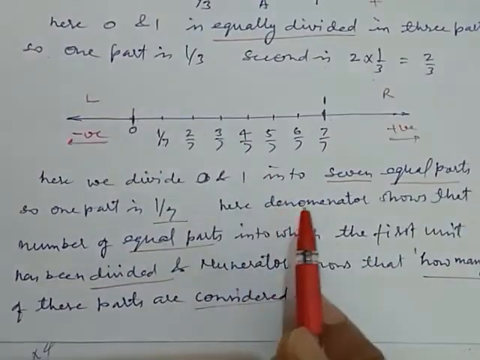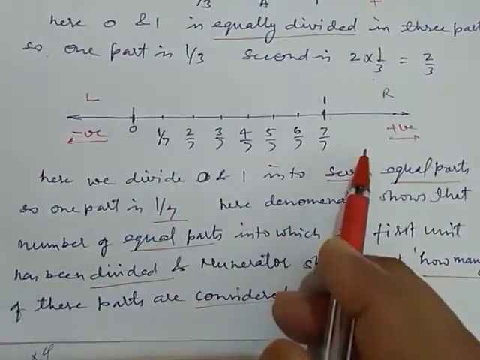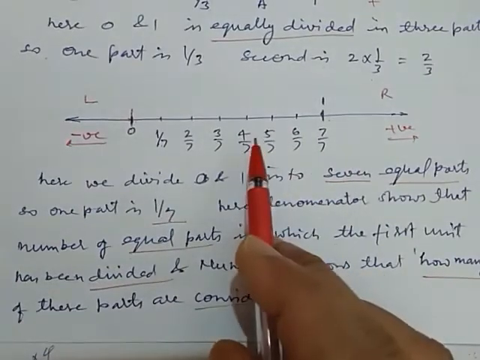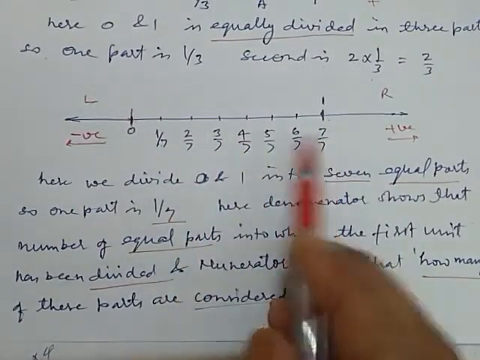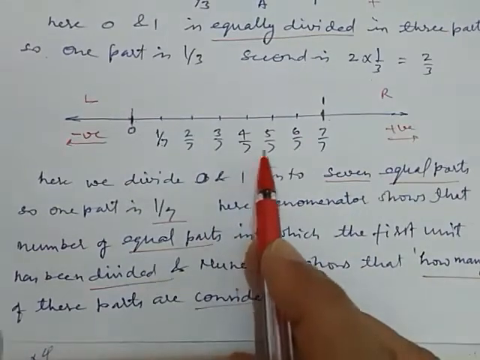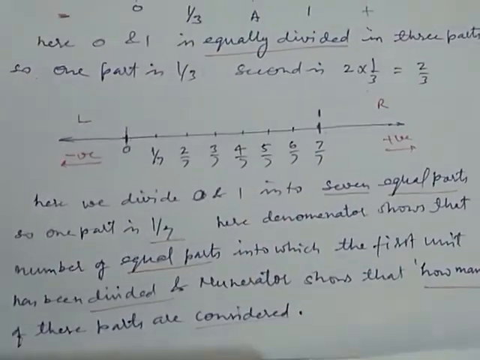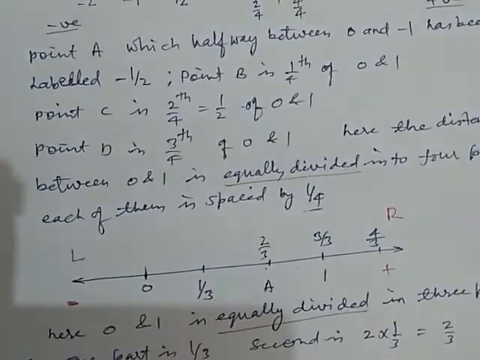Okay, and like this, this way we represent a rational number on the number line. This is the true way. Okay. Now we take the next topic.